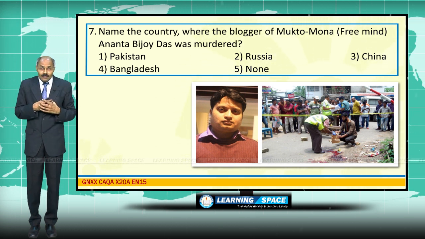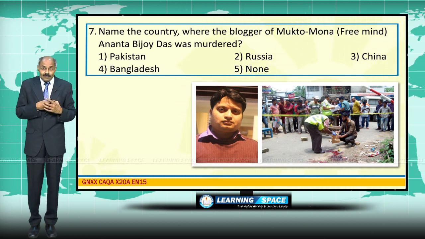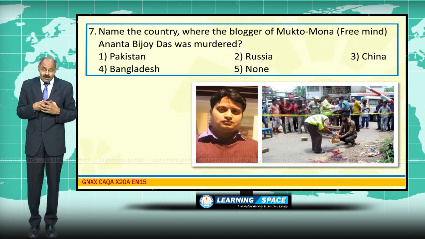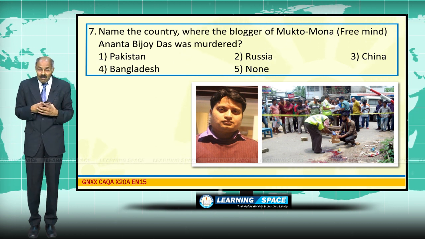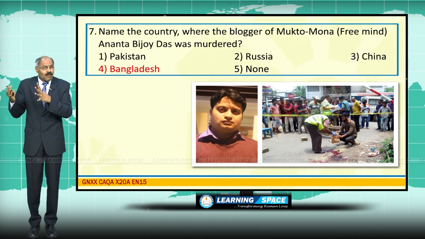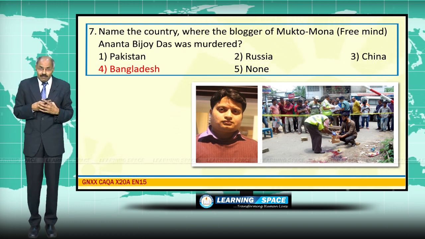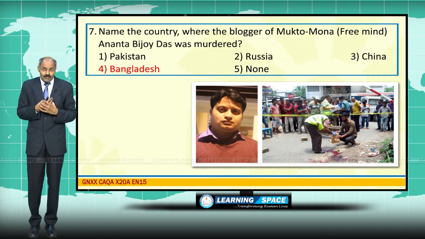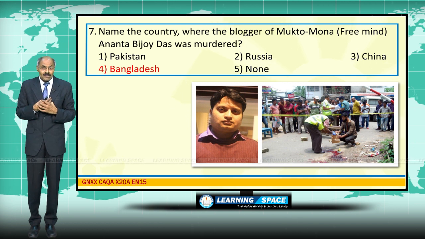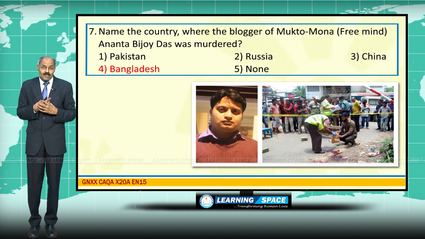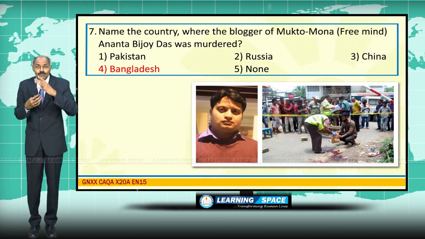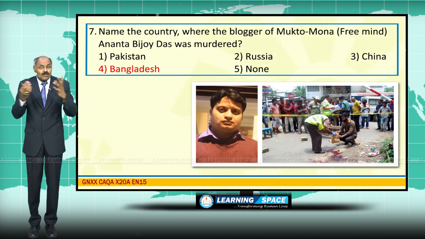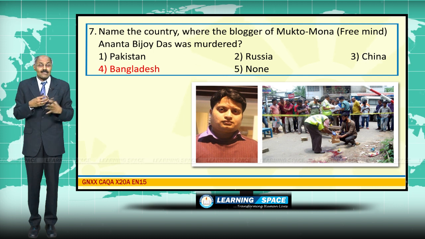After Avijit Roy, the second case associated with Mukto Mona, Ananta Bijoy, was murdered in Sylhet city in Bangladesh. Previously, we are all well aware about the murder of Avijit Roy. Now this is the second murder, and this indicates the state of affairs in Bangladesh. That means the persons propagating freedom of expression are being murdered, and civil society across the world is concerned about these developments in Bangladesh.